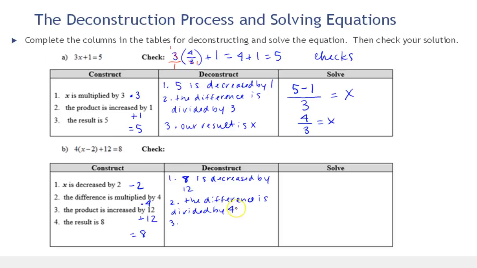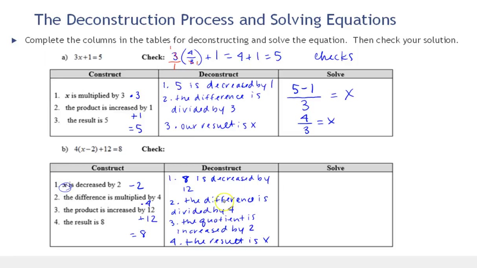Then this result was a quotient, and then the quotient is, well, we had subtracted 2, so we're going to add 2, so the quotient is increased by 2. So the result is x. So it brings us back to our result of x.